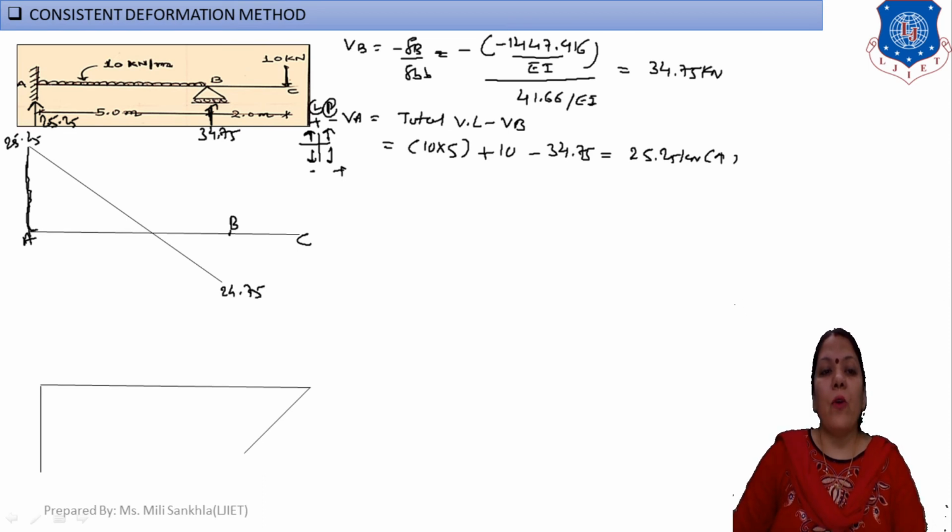24.75. Now at point B, the value of VB is given as 34.75, and this is on the left-hand side, upward, so it is a positive value. So minus 24.75 plus this 34.75 is equal to 10. I'm just writing here: minus 24.75 plus 34.75 is equal to 10 kilonewton. So from this point simply we go up this way.